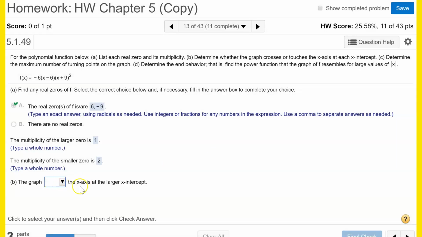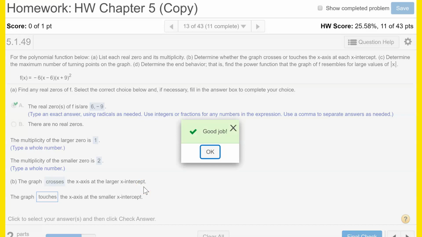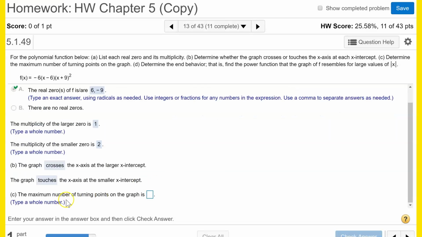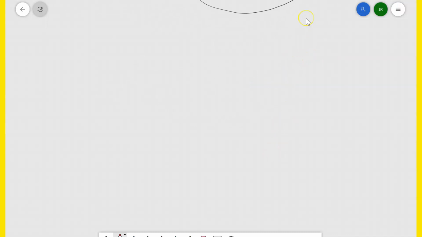So what does the graph do at the larger x-intercept, which was 6? The multiplicity of 6 was 1. So what does it do when the multiplicity is odd like that? It crosses there. And what does it do at -9? Since the multiplicity is even, it touches there. Okay, the maximum number of turning points. Now I need to teach you another concept. So let's go back to here.